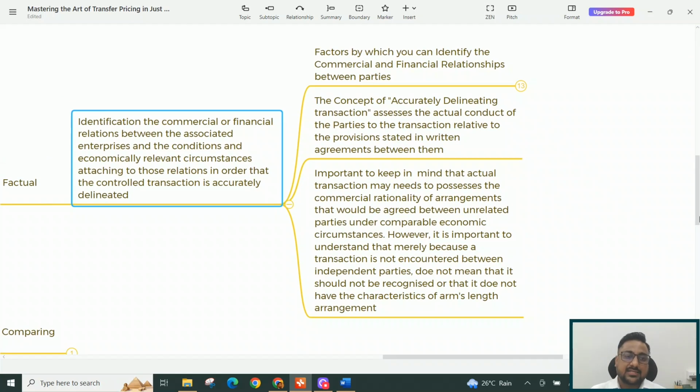As I said, there are factors by which you can identify the commercial and financial relationship between the parties. Now there are two associated enterprises. They must have done something so that they have come to you, wherein you are required to justify and arrive at the arm's length price, correct? So what are those factors that you need to identify?